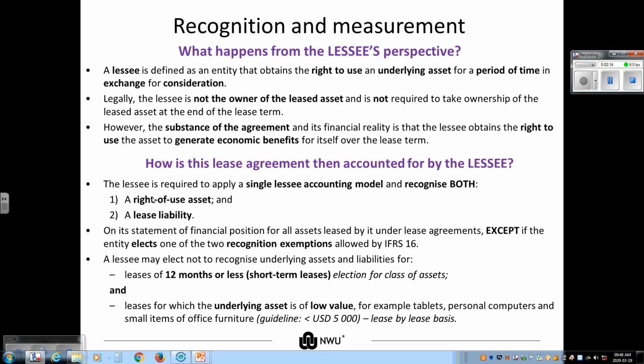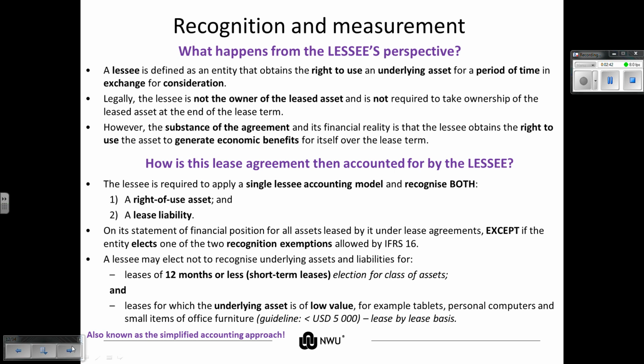so not recognize these two, the right of use asset or lease liability, for leases of 12 months or shorter, so short-term leases, or then for leases for which the underlying asset is of a low value. So this will be, for example, computers, tablets, laptops, small items of office furniture. This is also known as the simplified accounting approach. And here you can see where in the standard must you go and tag and flag your exemptions.